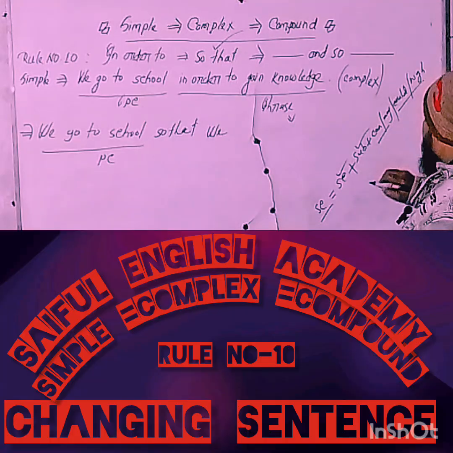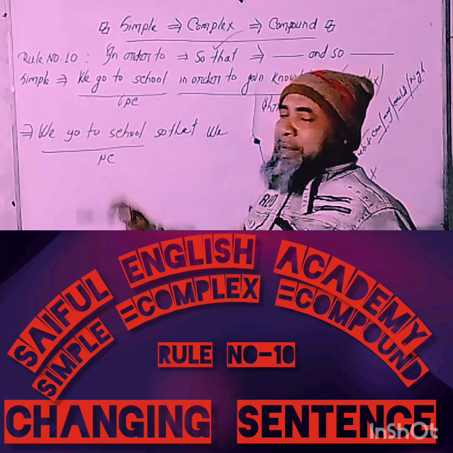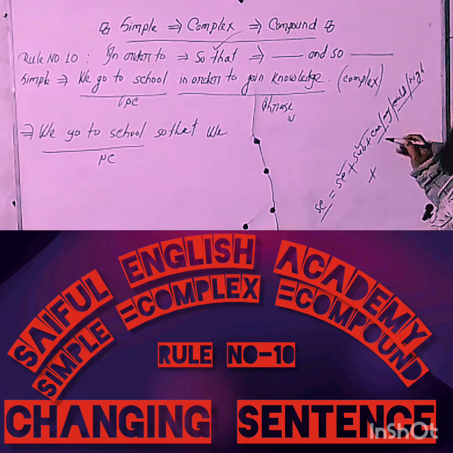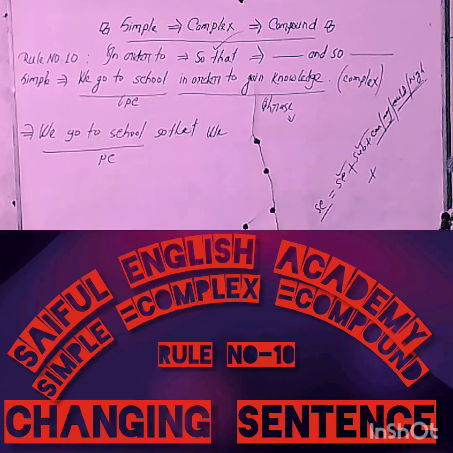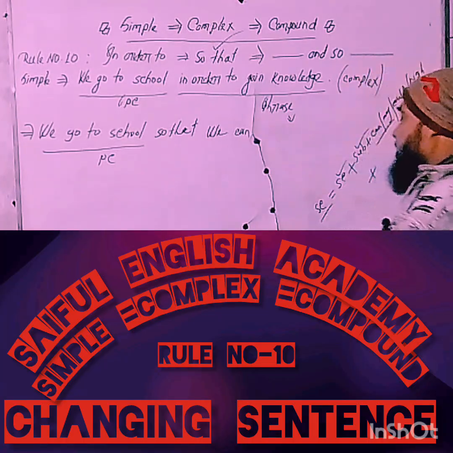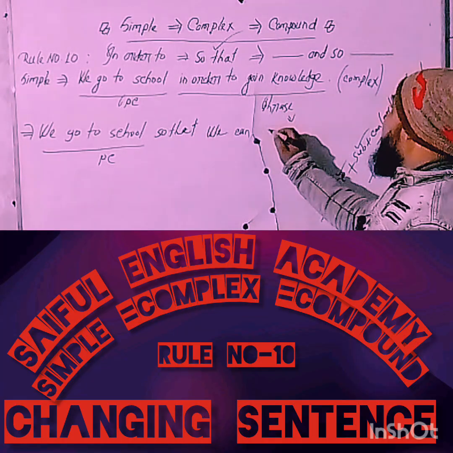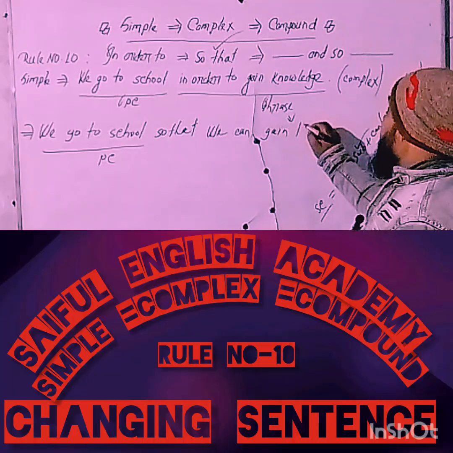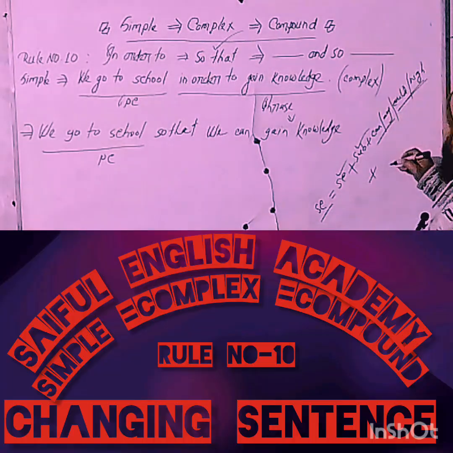You have to mind that if the V1 form of a verb is used in the principal clause, you have to use can or may, but if the V2 form of a verb is used in the principal clause, you have to use could or might. So in this case, you have to use can or may. We're going to write can, then the verb from the phrase, gain, then the extension, knowledge.